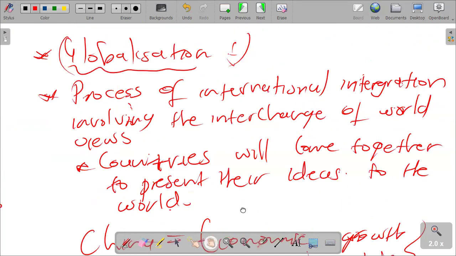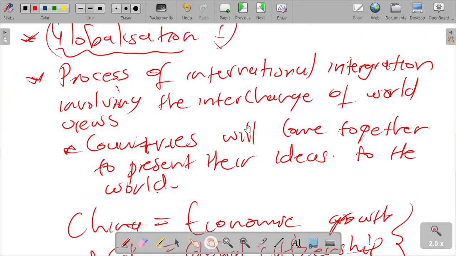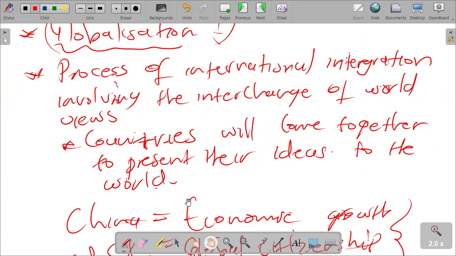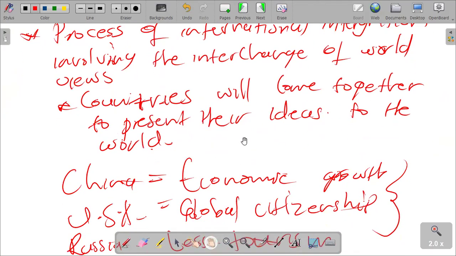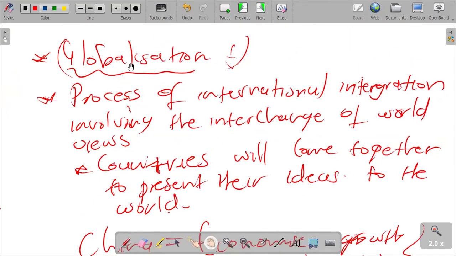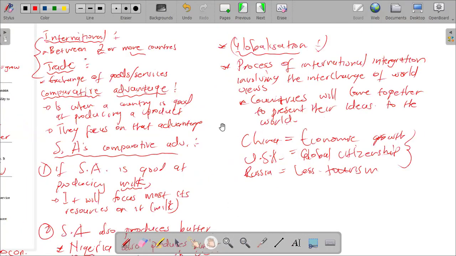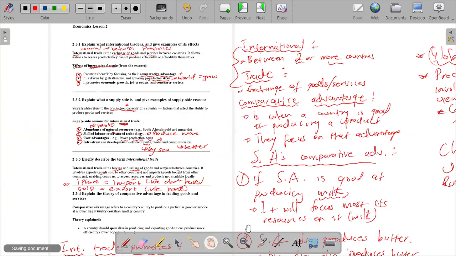They then come and do what? They integrate, they combine all these three views to come to a world view. So this is when countries come together to present their ideas to the world. China will present the idea of economic growth, USA will present the idea of global citizenship, and Russia will present the idea of less tourism. So I'm just giving you a brief definition of what globalization is about. All right, let's move on to our question.